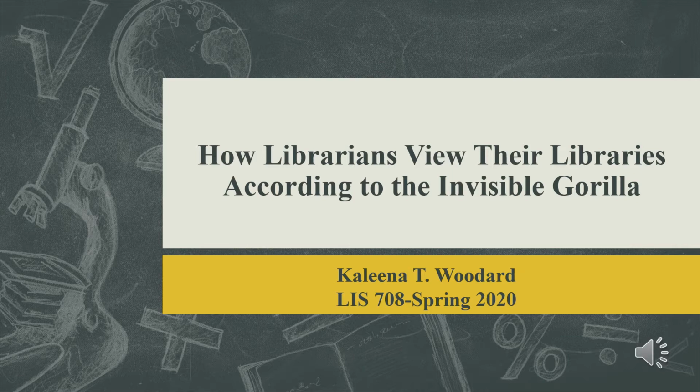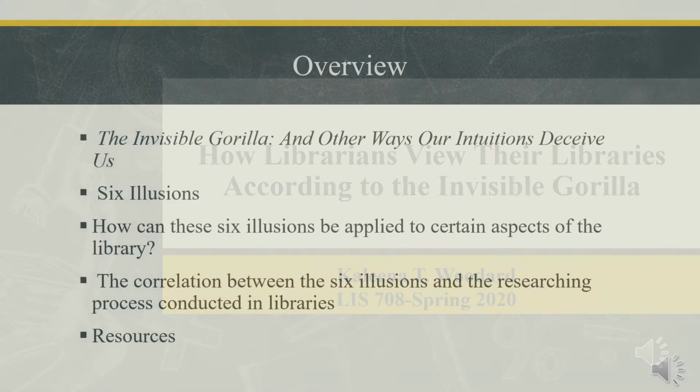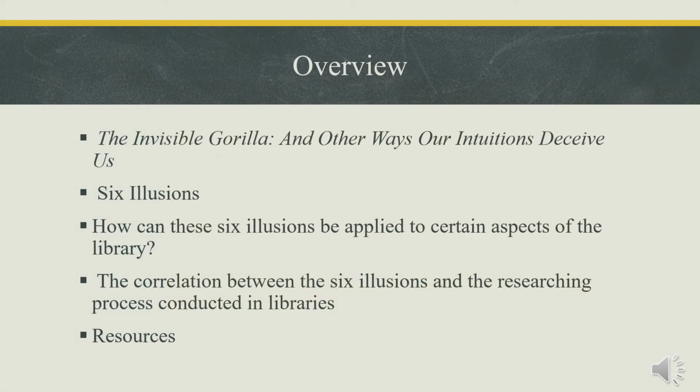This is my PowerPoint presentation on how librarians view their libraries according to the invisible gorilla. During this presentation, we will go over the invisible gorilla and other ways our intuitions deceive us, the 6 illusions that are mentioned in the book, The Invisible Gorilla. How can these 6 illusions be applied to certain aspects of the library? The correlation between the 6 illusions and the researching process conducted in libraries. And last but not least, we will talk about resources that will help you better understand the book, The Invisible Gorilla.